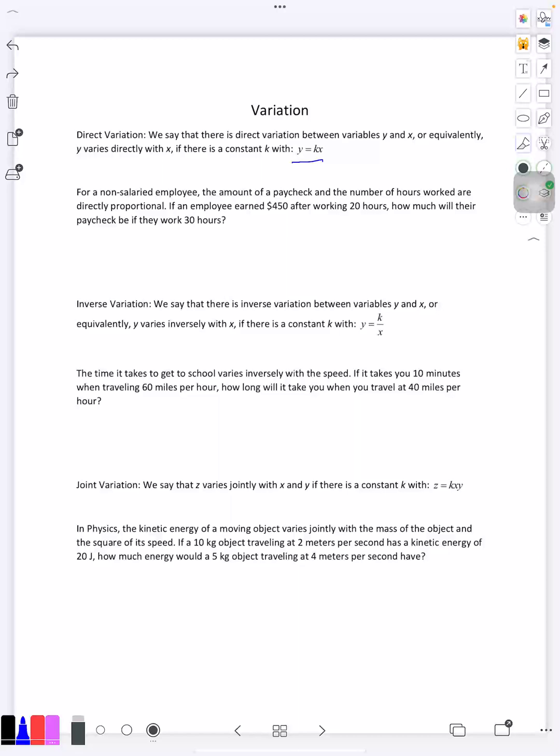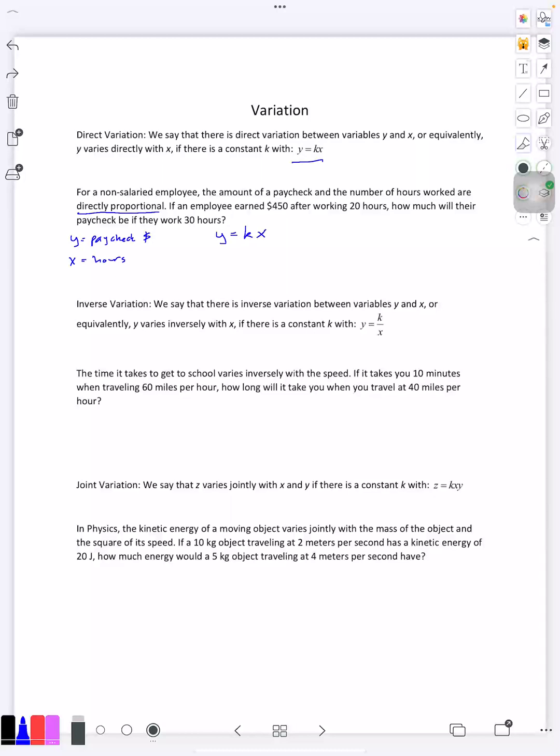For our problem here, it says for a non-salaried employee, the amount of a paycheck and the number of hours worked are directly proportional. If an employee earned $450 after working 20 hours, how much will their paycheck be if they work 30 hours? So they tell us that we have these two things and they're directly proportional. So let's let y be the paycheck amount in dollars and x is the hours worked. Because they tell us they are directly proportional, that means we have an equation y equal to k times x.